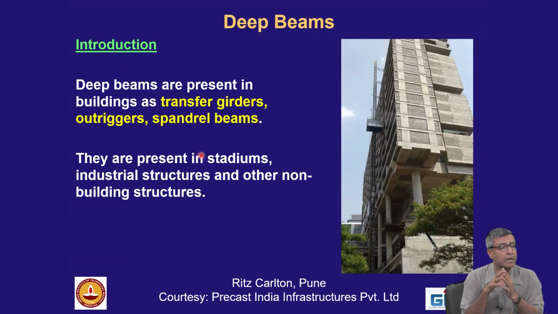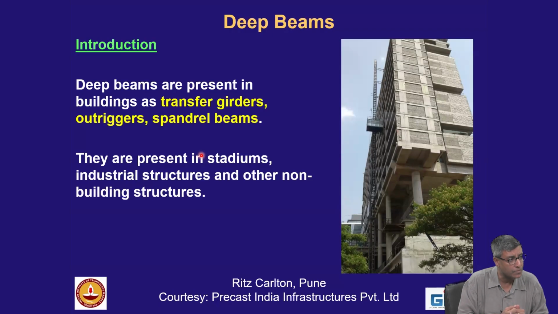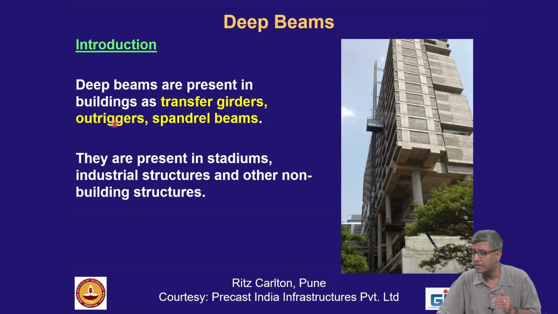Deep beams have a large depth compared to the span. They can be used as transfer girders. What are transfer girders? Transfer girders are beams which support discontinuous columns. Sometimes they are called floating columns. Okay. They are subjected to high shear. Okay. They can also come in members like outriggers. Now, what is an outrigger? Let me skip that right now.